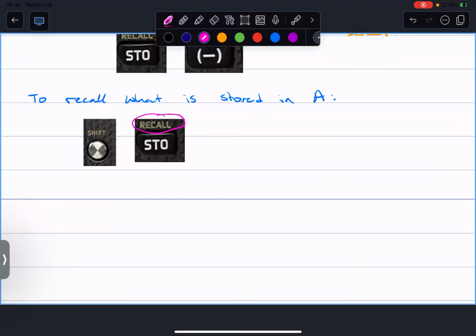You can store in A, B, C as well using shift store and then the alpha buttons A, B, C, D, E. Is there a store button? Yeah, okay. They generally work the same way, but I should have this new snazzy one.